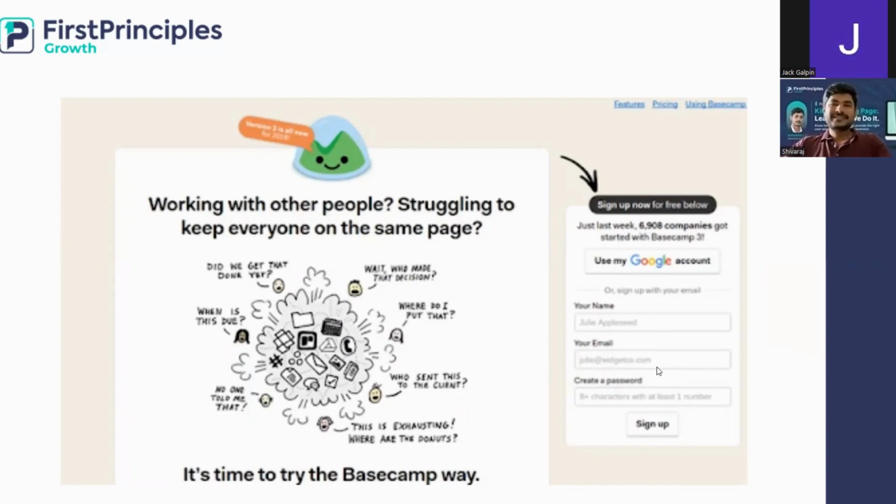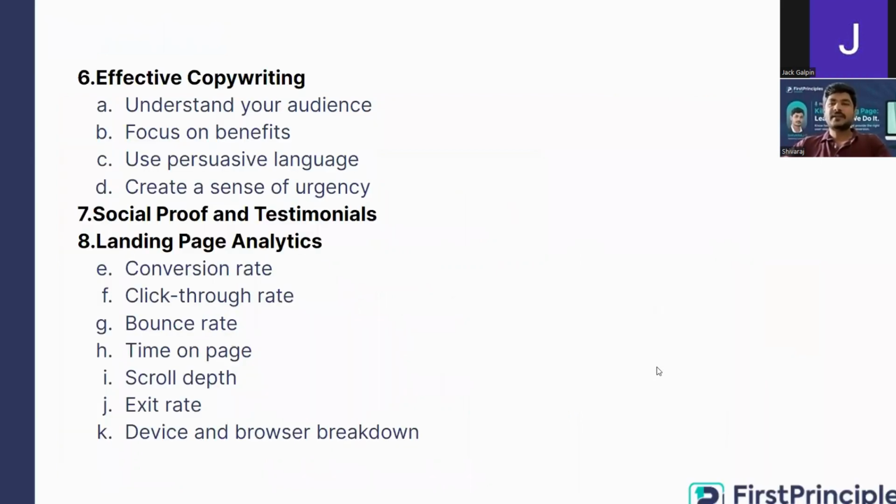Okay, moving on to the sixth point, which is effective copywriting. Effective copywriting is crucial for capturing and retaining the attention of the audience, conveying the message persuasively, and inspiring them to take a particular action. When you're coming up with the copywriting of the landing page, there are four things that you need to understand and keep in mind.